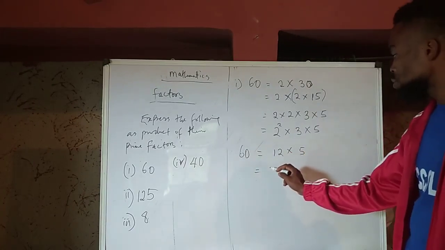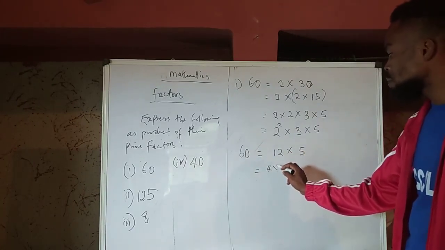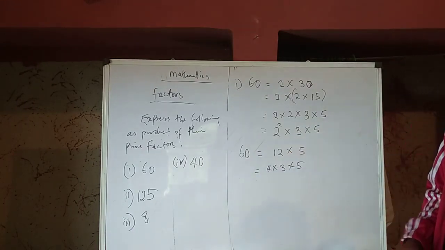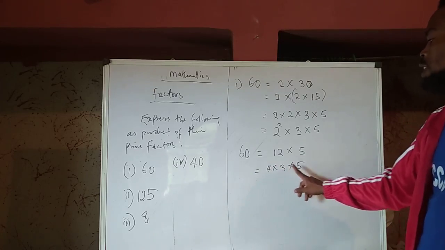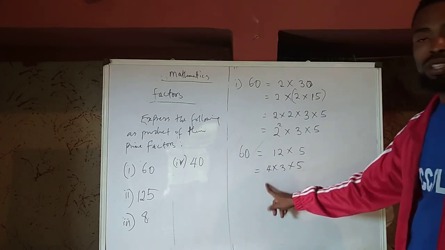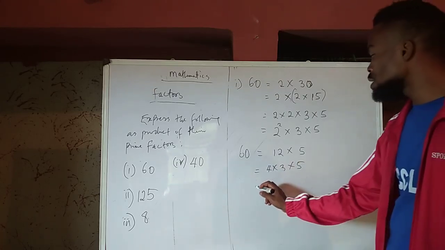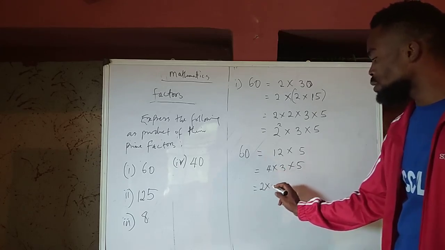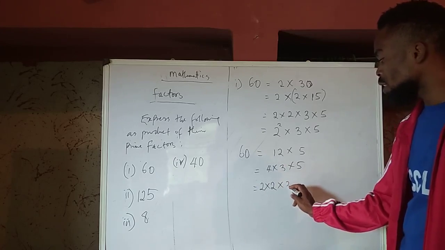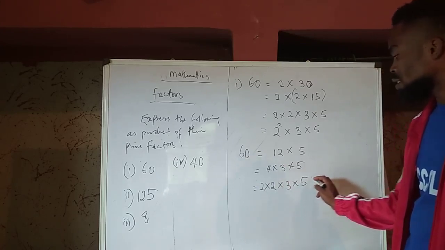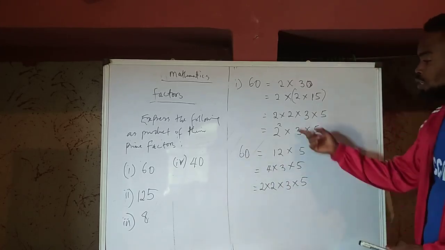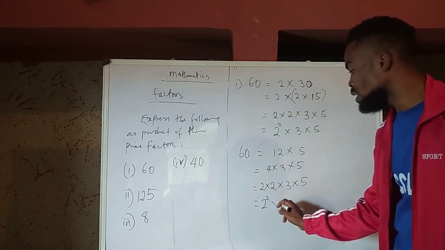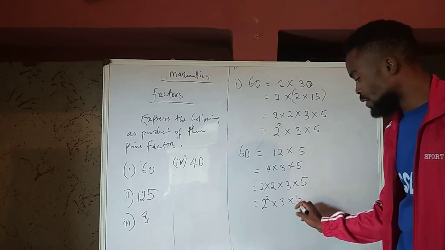12 will be reduced to prime numbers as 4 times 3 times 5. Okay, but you see, 3 is a prime number, 5 is a prime number, but 4 is not a prime number. So let's reduce it further. So 4 can be written in terms of prime numbers as 2 times 2, then times 3, then times 5. So you see, we still came back to what we had here. So this becomes 2 squared times 3 times 5.